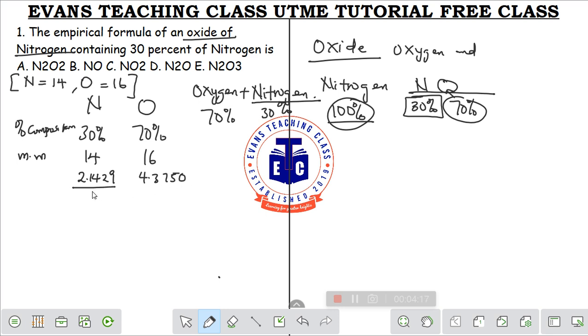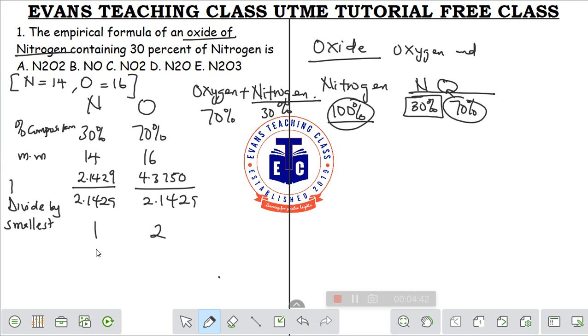So divide both by the smallest. Now the next thing you are doing is divide by the smallest. Which one is the smallest? The smallest is 2.1429. So you divide by it. Approximately you'll be having something like 1 here, and here you'll be having something like 2. So you can see that you don't even need a calculator in some of them.